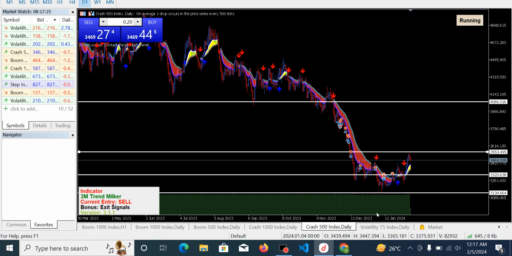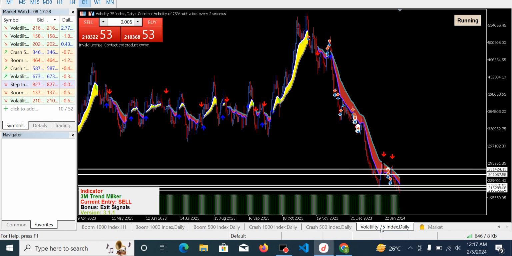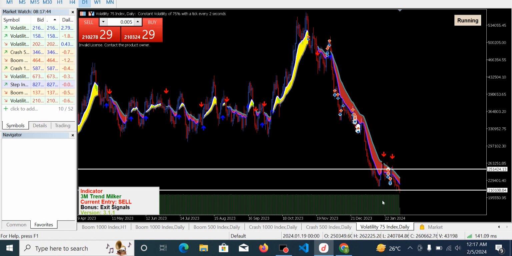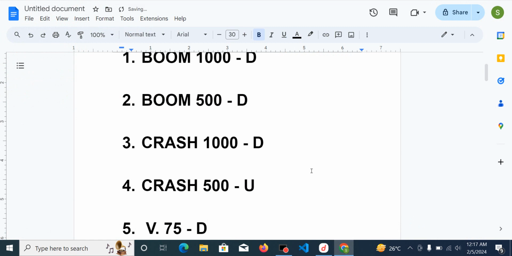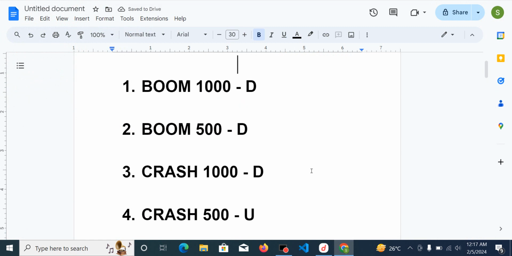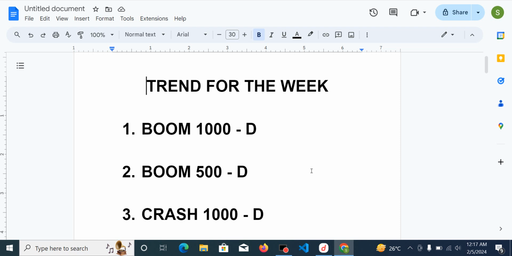So quickly let's check out V75. Okay, this is V75. Right from this resistance zone it started a downtrend, and you can see it has been selling and selling and selling, even though it is at this support zone, but it is still more of a downtrend than an uptrend. If it's unable to break out below the support zone, then it will go back on an uptrend, but for now it is still more of a downtrend. So these are all that we are able to come up with for this week.